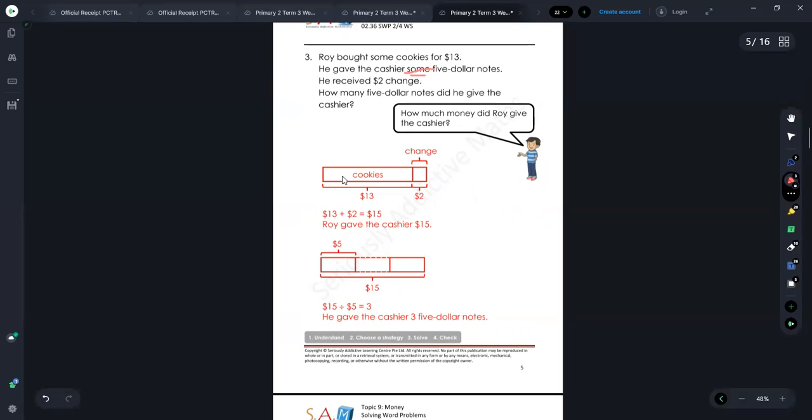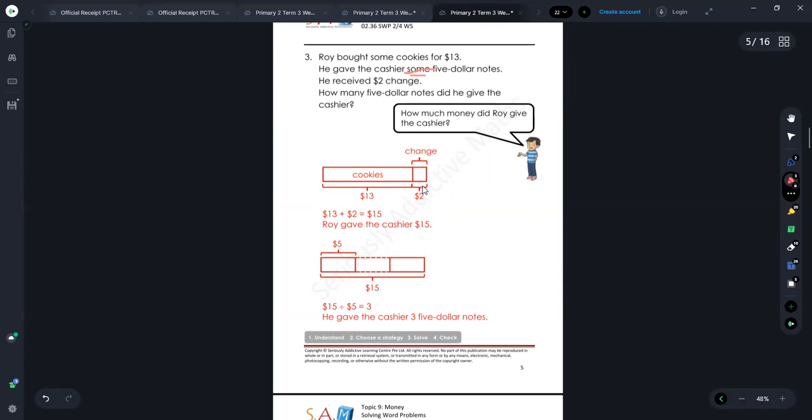So the way to do this is, cookies, $13. Get them to draw a model first, and then we don't know how many $5 notes that is, so leave it, put it aside first. But we do know that he received $2 change back. So the cookies cost $13, and with the change in total, the price will be $15.